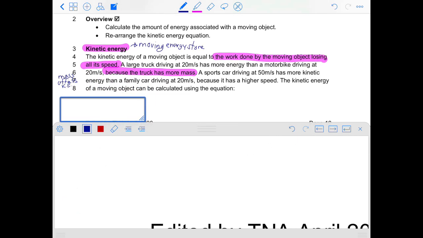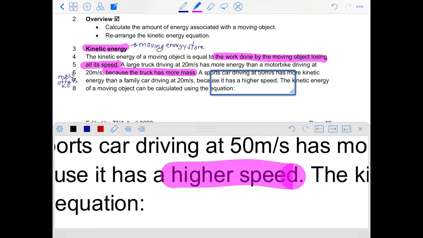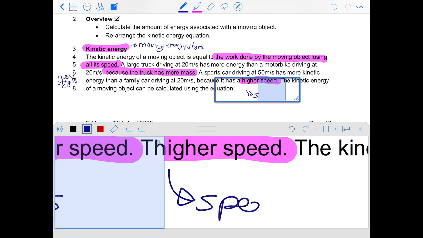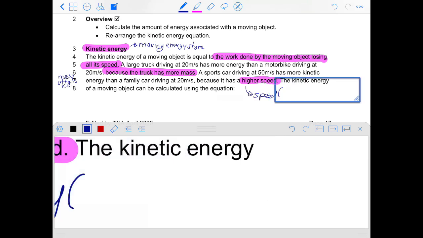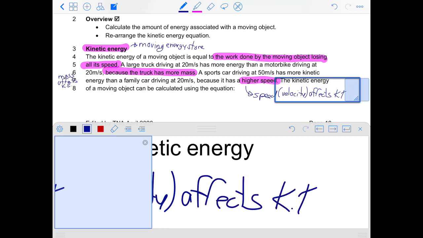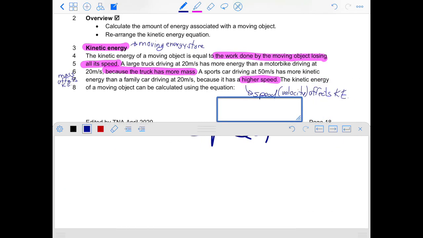All right. A sports car driving at 50 meters per second has more kinetic energy than a family car driving at 20 meters per second because it has a higher speed. All right, so the speed also affects kinetic energy. And remember, sometimes in science we use the term velocity to refer to speed. So the speed or the velocity also affects the kinetic energy.